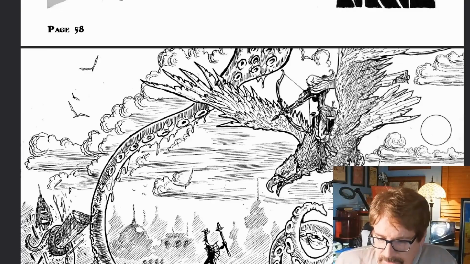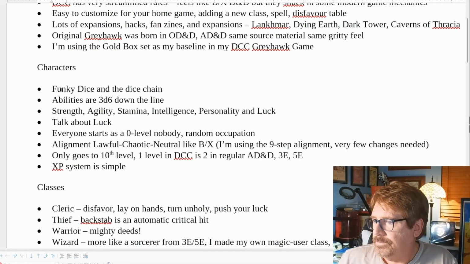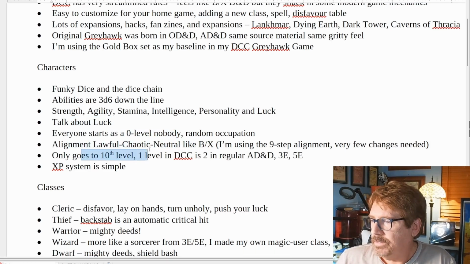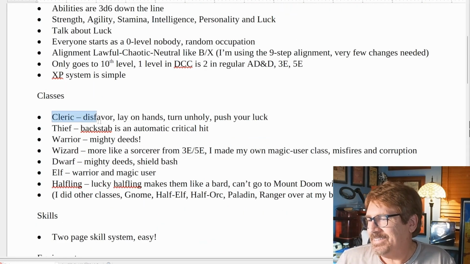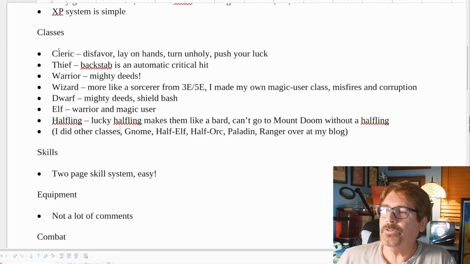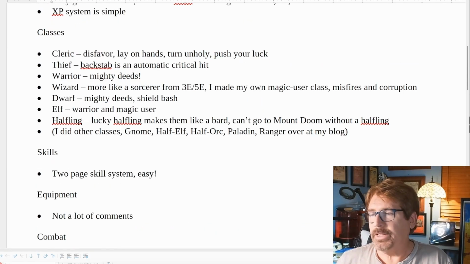Let's see what he's saying in his thing. He said, funky dice, 3d6. Yeah, this is all standard stuff. Luck, everyone at 0 level. Alignment, yeah, just like BX. Level 10's maxed out. So much for the Circle of 8. And here's the classes. Yeah, very limited scope. In fact, Old School Essentials Advanced has more classes than this.